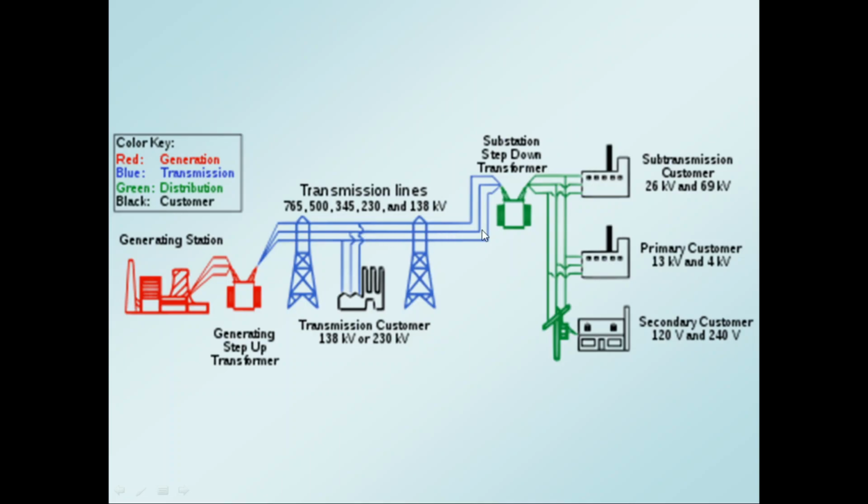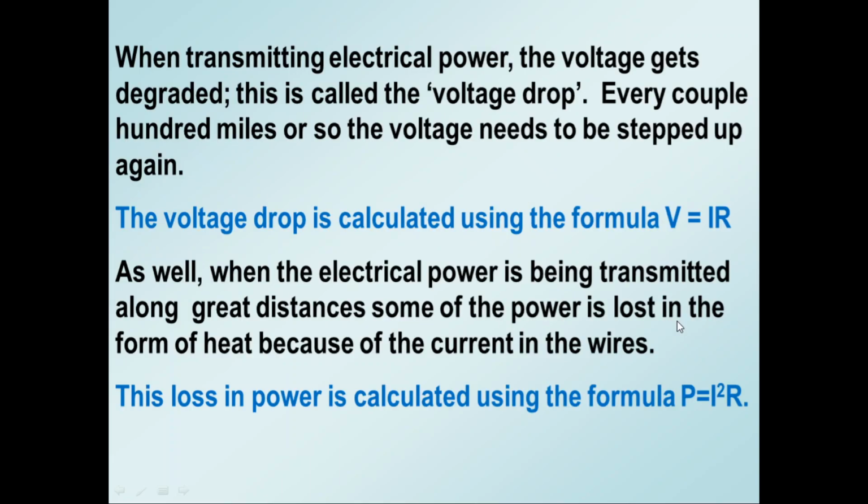After it is distributed, it will meet a step-down transformer, which will bring down the voltage from hundreds of thousands of volts to the required amount. So if it reaches a factory, they may need around 26,000 volts or 70,000 volts. It all depends. And your secondary customers, your basic buildings and homes, need around 120 volts or 240 volts. So when transmitting electrical power, the voltage gets degraded. This is what is known as the voltage drop. Every couple hundred miles or so, the voltage needs to be stepped up again.